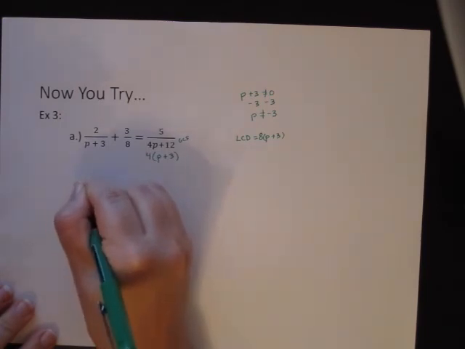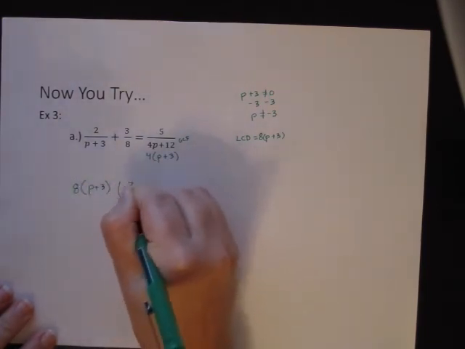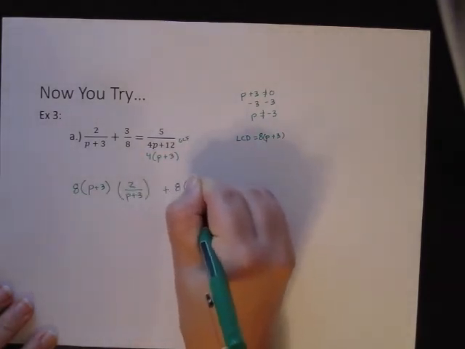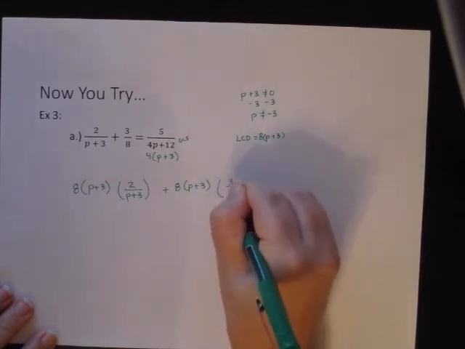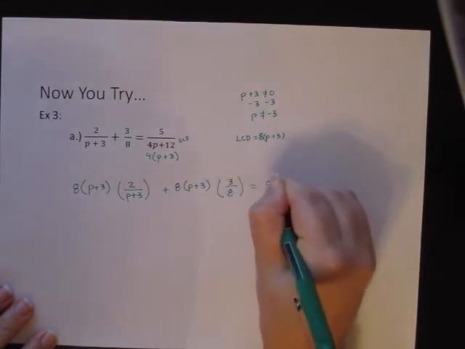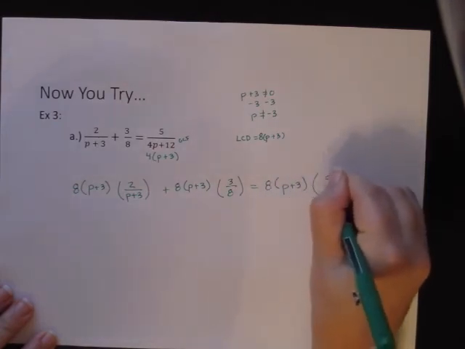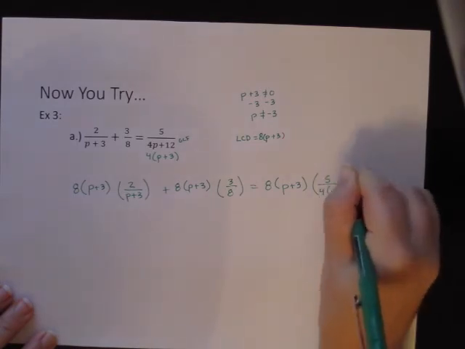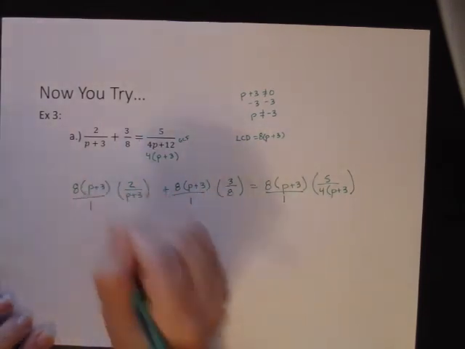So I'm going to go 8 times p plus 3 times 2 over p plus 3, plus 8 times p plus 3 times 3 over 8, equals 8 times p plus 3 times 5 over, and I'm going to clean it up, 4 times p plus 3. And then I'm going to take my LCD, I'm going to put a 1 underneath it to help me with cross canceling.